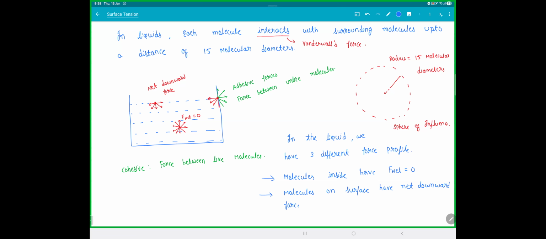And the molecules on the edge, they interact with the solid and liquid. This thing will lead to something called capillary action. We will see that also later on. So we are mostly interested in the second and the third one.